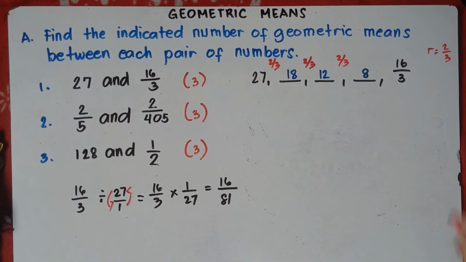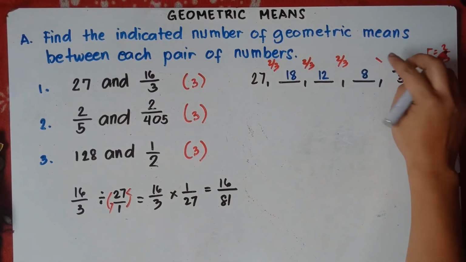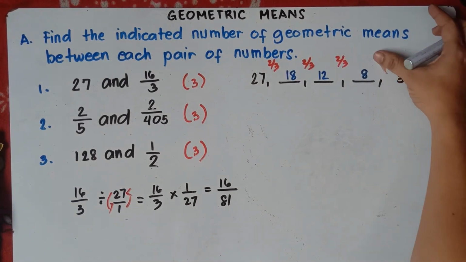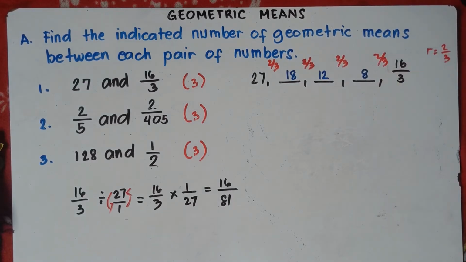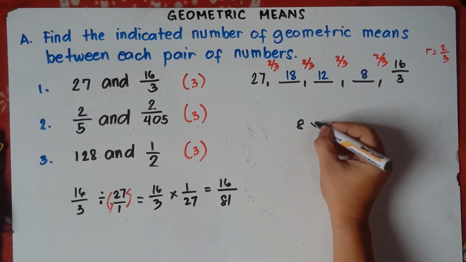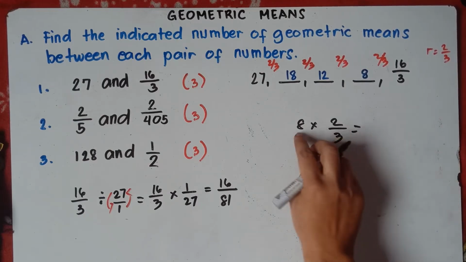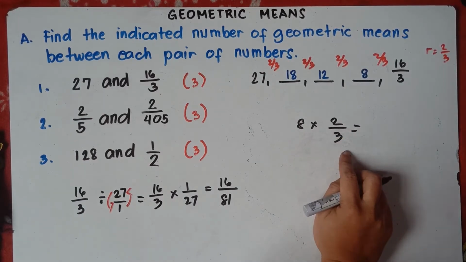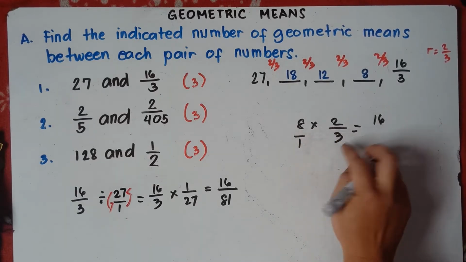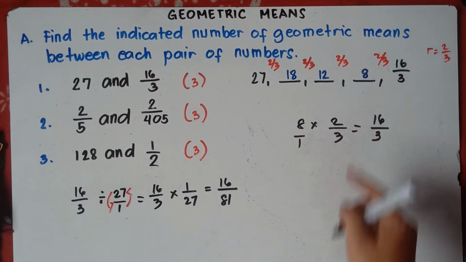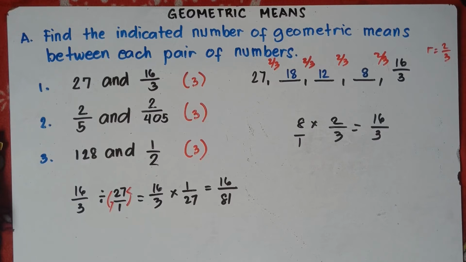Alright, let's check the last part. If we can get 16 by multiplying by 2 over 3, the common ratio, let's check. 8 times 2 over 3. Can we divide 8 and 3? No, we cannot divide. So 8 over 1. 8 times 2 is 16. 1 times 3 is 3. Correct. That's the correct answer, class. So that's how you answer number 1, class. Easy, right? Alright, let's try number 2.